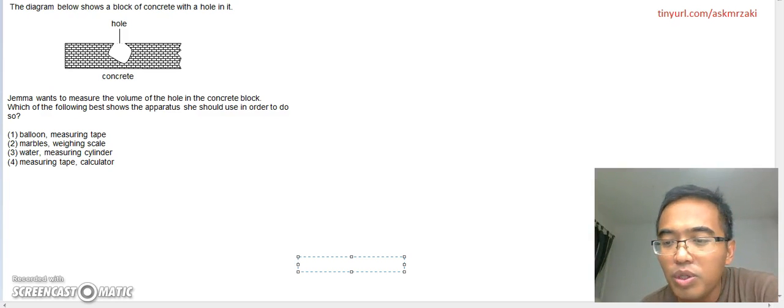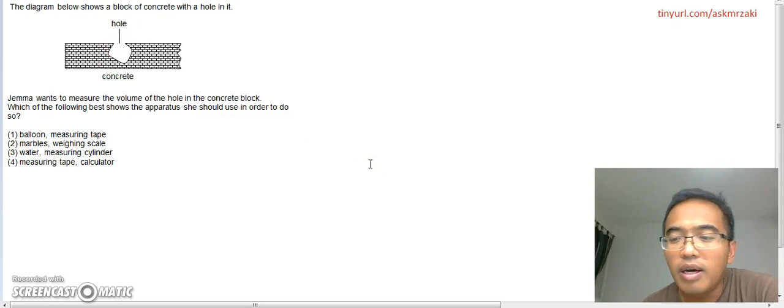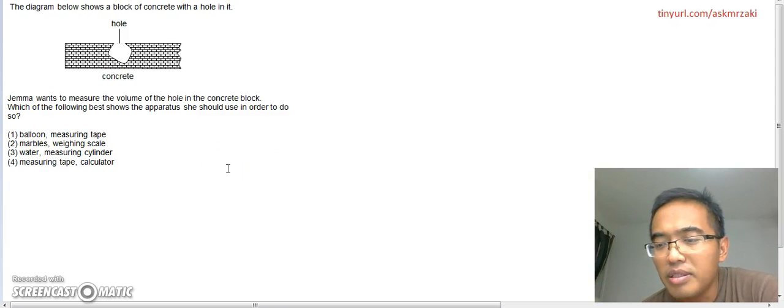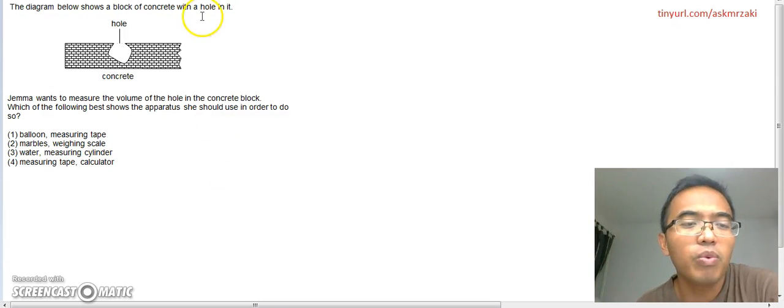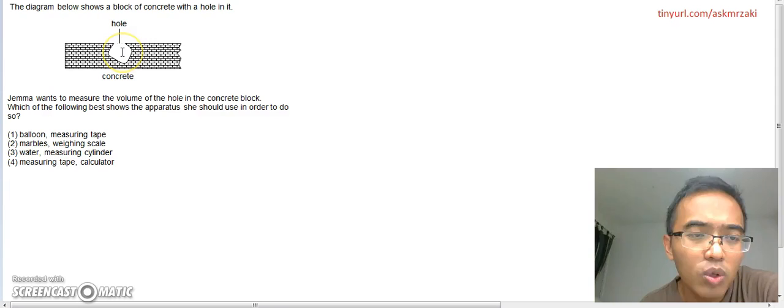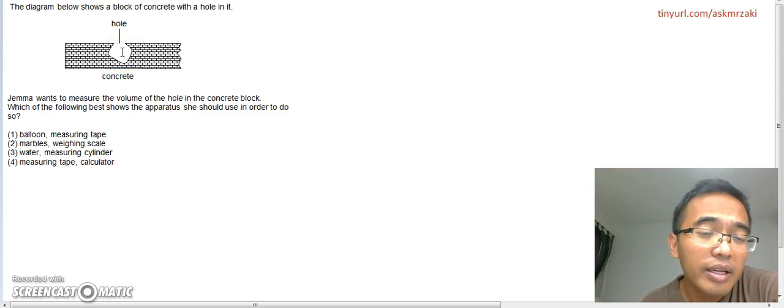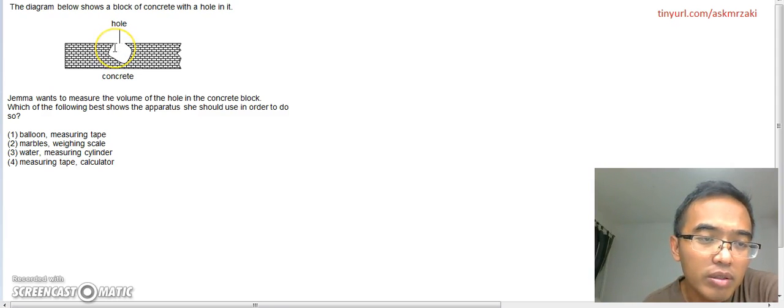Alright, so what can we use to measure irregular shapes like that? Okay, now let's think. What has a fixed volume but an irregular shape? What can we fill this hole with? And then find out the amount of whatever we use to fill this hole in.